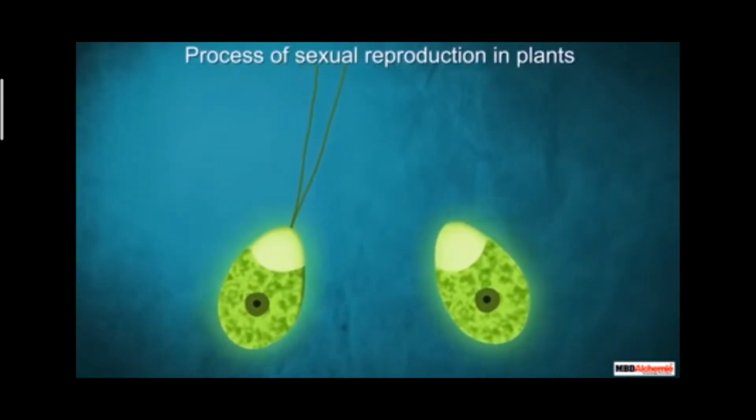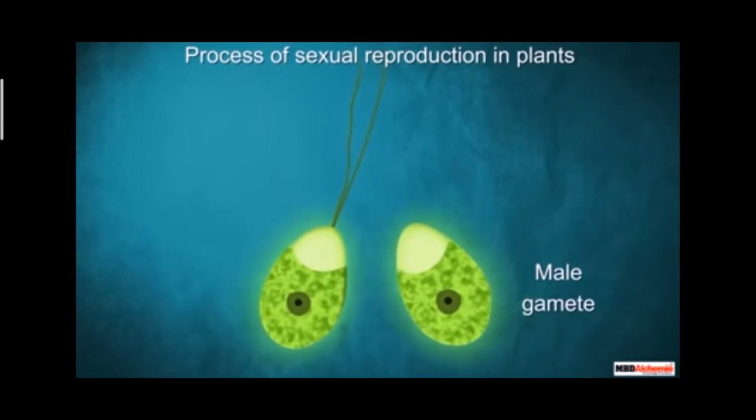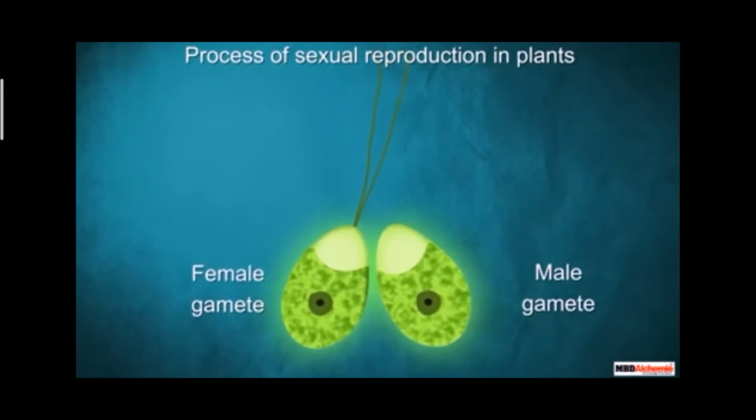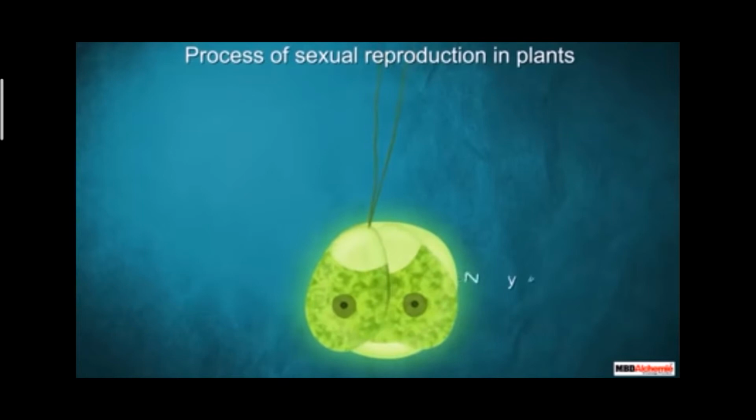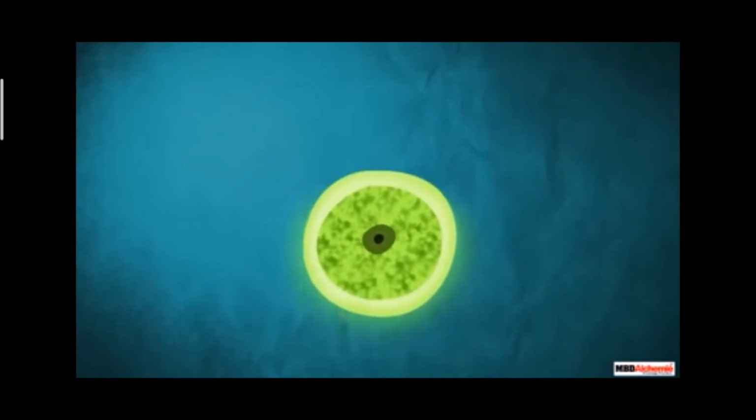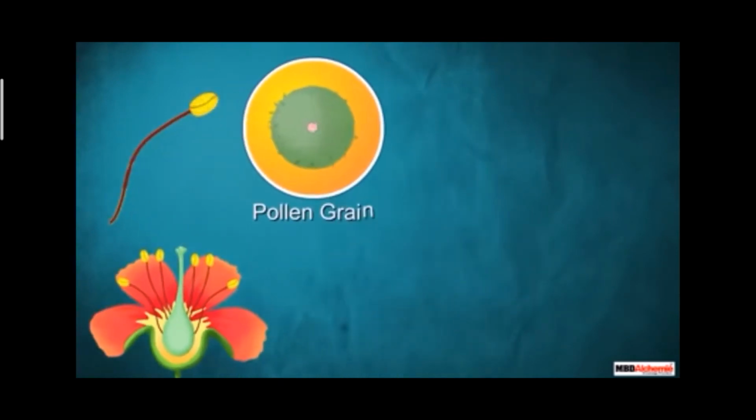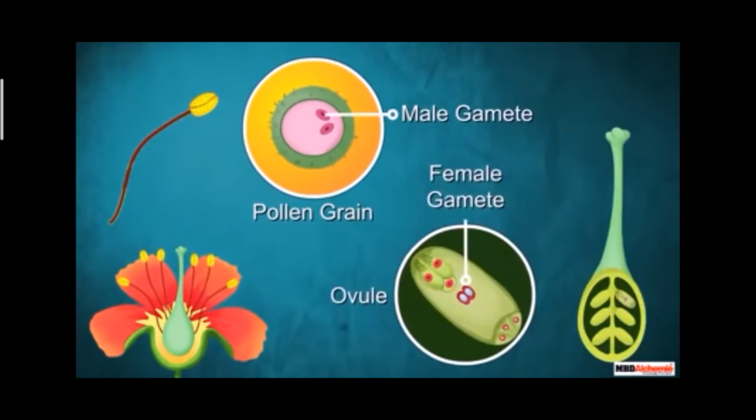For sexual reproduction, the male gamete should fuse with the female gamete, thereby forming a zygote. For that, the male gamete has to reach the female gamete. Pollen grain contains the male gamete and the ovule contains the female gamete. Now we can understand how this male and female gamete will fuse in the flower.